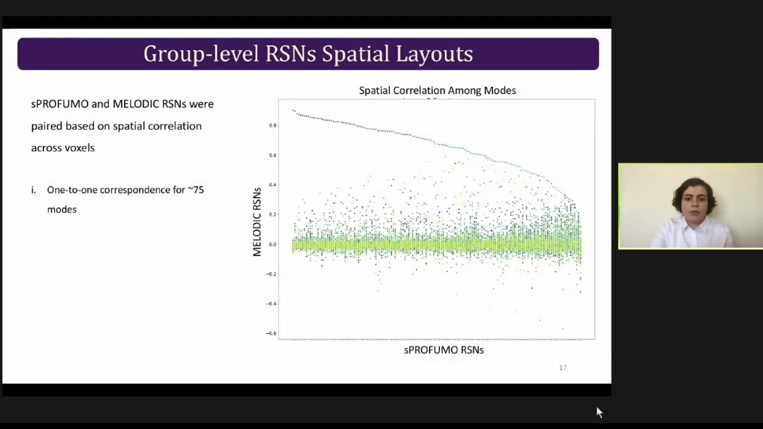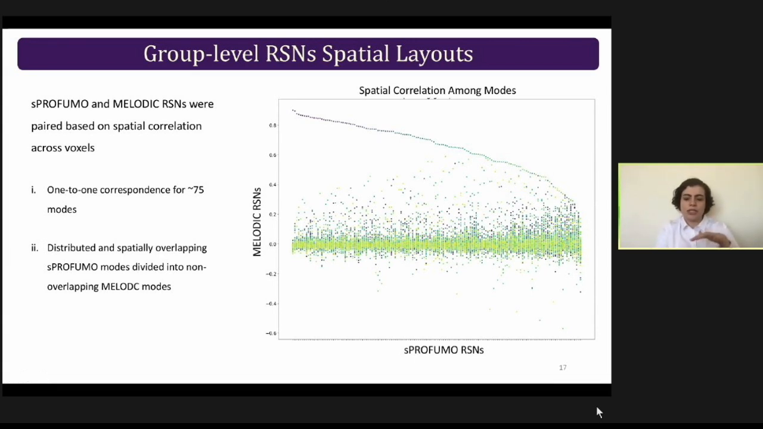At group level, when we compared the 2 models, we saw that for half of the modes, there was a clear one-on-one correspondence between stochastic PROFUMO and MELODIC results. But for the other half, we saw that each PROFUMO mode corresponded to multiple ICA modes. This happens because as we go to higher dimensions, PROFUMO tends to keep the modes distributed and overlapping, while ICA tends to split them into smaller non-overlapping submodes.